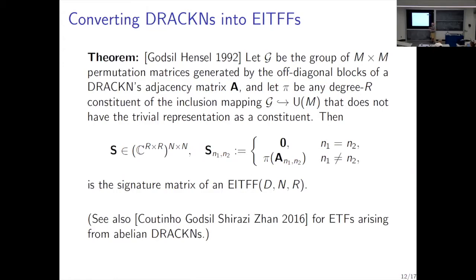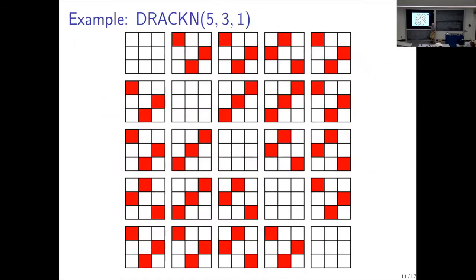So what you do is you take the off-diagonal blocks of this DRACKN, and they're a bunch of permutation matrices. Well, the permutation matrices generate a group. In this particular case, they generate the dihedral group of order 6, which happens to be the same thing as the symmetric group of order 6. But the construction I'm showing you generalizes to the dihedral setting rather than the symmetric group setting.